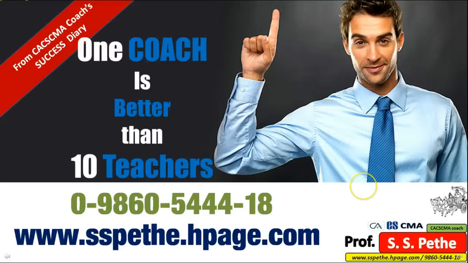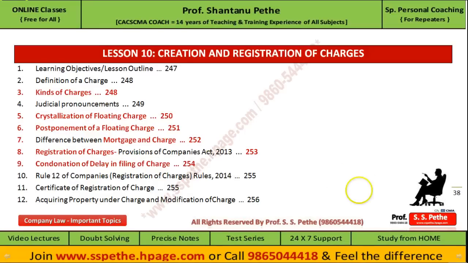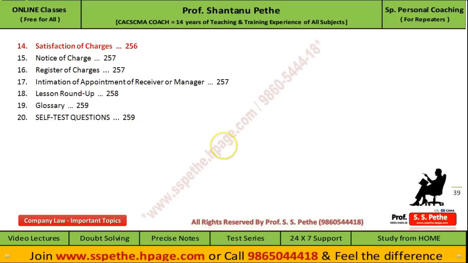Now let's move to chapter number 10, that is the creation and registration of charges. In this, you should know the definition of charge. It means what you mean by the term charge, then the kinds of charges, and then the crystallization of floating charge and the postponement of floating charge. These two are very important items of this chapter. Then the difference between mortgage and charge, then registration of charge, how charge should be registered with the ROC, and the condonation of delay in filing of the charge. After that, lastly, they can ask about the satisfaction of the charge.